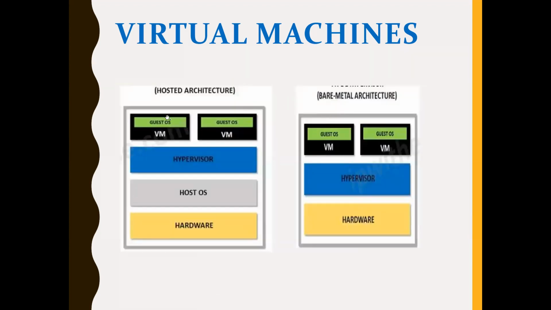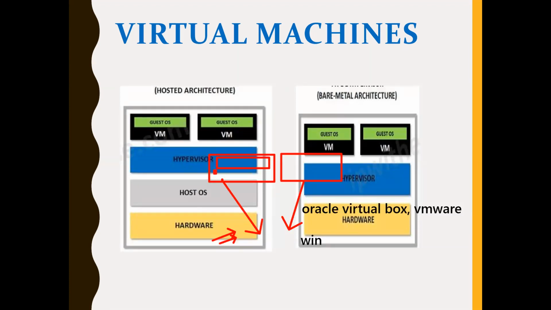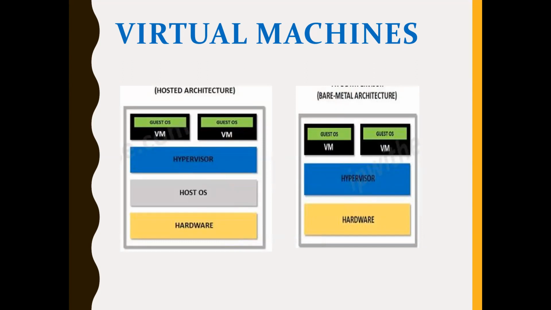In VMs itself, there are two types of architecture. You don't need to understand this in detail, just some idea. Hosted architecture is the one we use for our personal purpose. Like, I want to learn something, I want to learn DevOps, I need Linux. So this is for our personal purpose, the hosted one, right? Like on my Windows, I'll have a hypervisor.